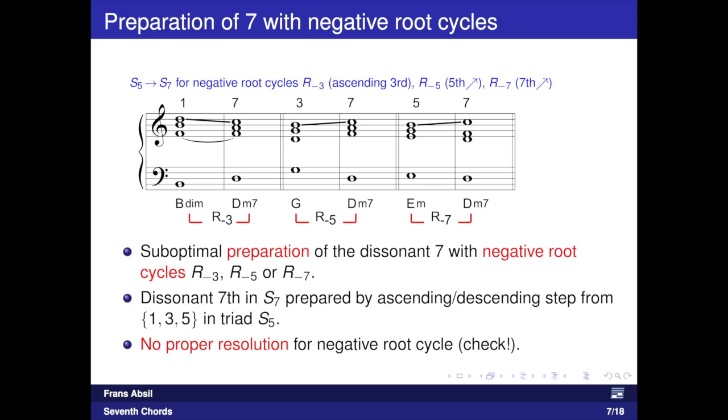In another episode, we saw how negative root cycles lead to weak, unstable chord progressions. Now we also learn that they are poor at handling dissonant intervals in a diatonic context.